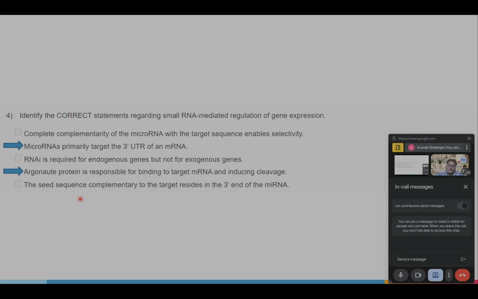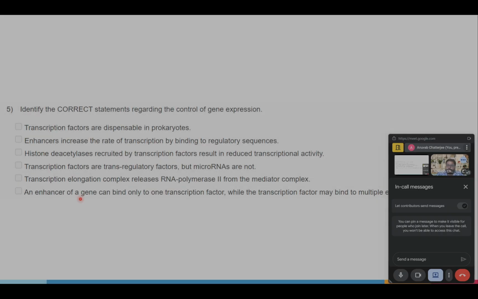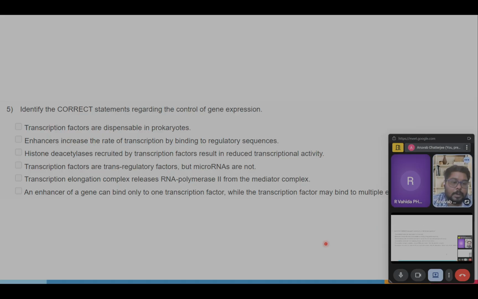Okay, so that was this question. We move on. The next one is: identify the correct statements regarding the control of gene expression.